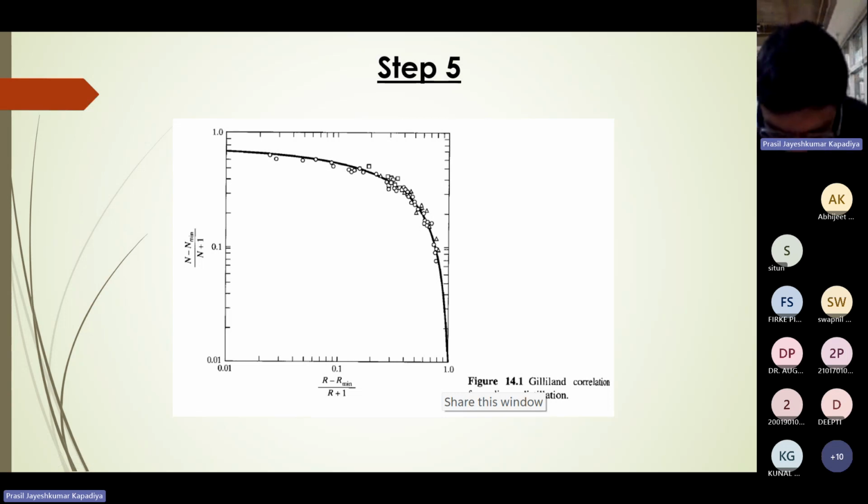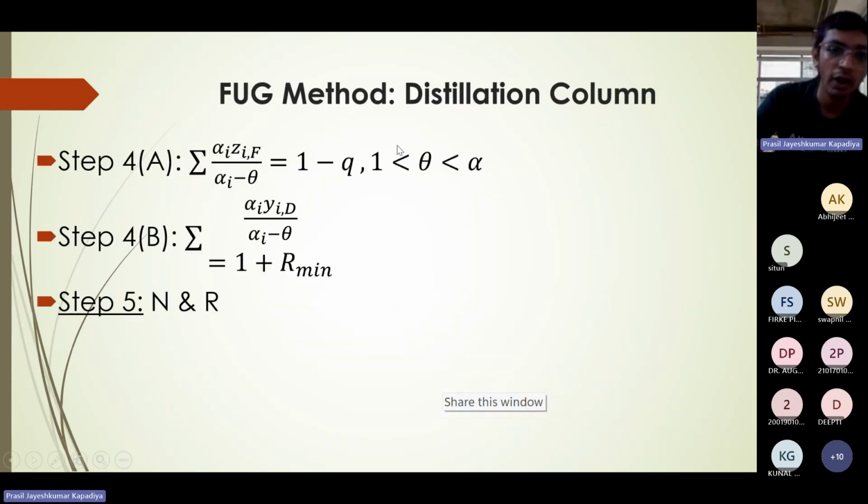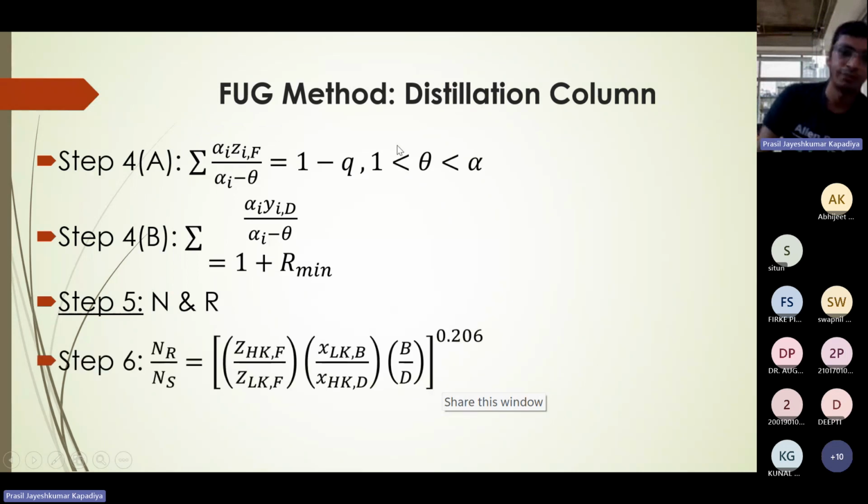Now, from the minimum reflux ratio, by using the Gilliland correlation, this is the plot. This plot is given in the Coulson and Richardson book, or there is one correlation also available, but that is a complex equation. So this is the plot available: N minus N minimum divided by N plus 1, versus R minus R minimum divided by R plus 1. So from this relation, you can calculate the actual number of trays and reflux ratio required for your distillation column.